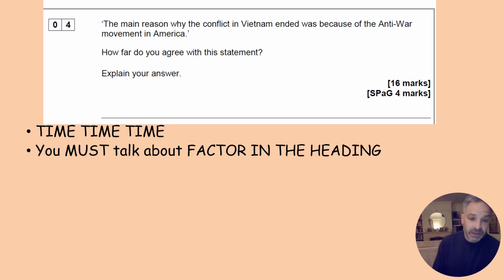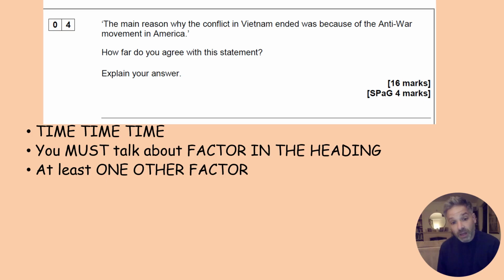In this case, it's that the main reason why the conflict in Vietnam ended was because of the anti-war movement. You must talk about the point in the statement. So in this case, you'd have to write a paragraph, as much as you can, on the anti-war movement. And remember, point, evidence, explain. Why did this lead to the end of the war? So say what you can about it. Why did it lead to the end of the war?